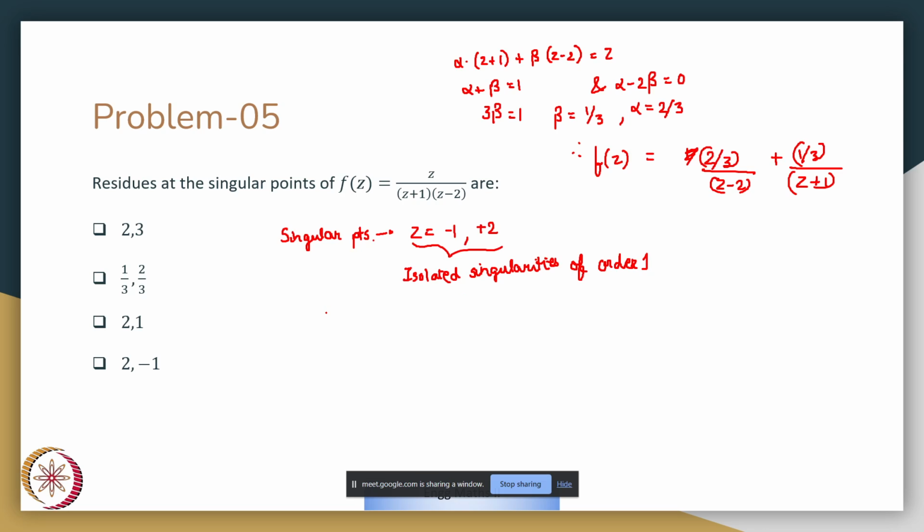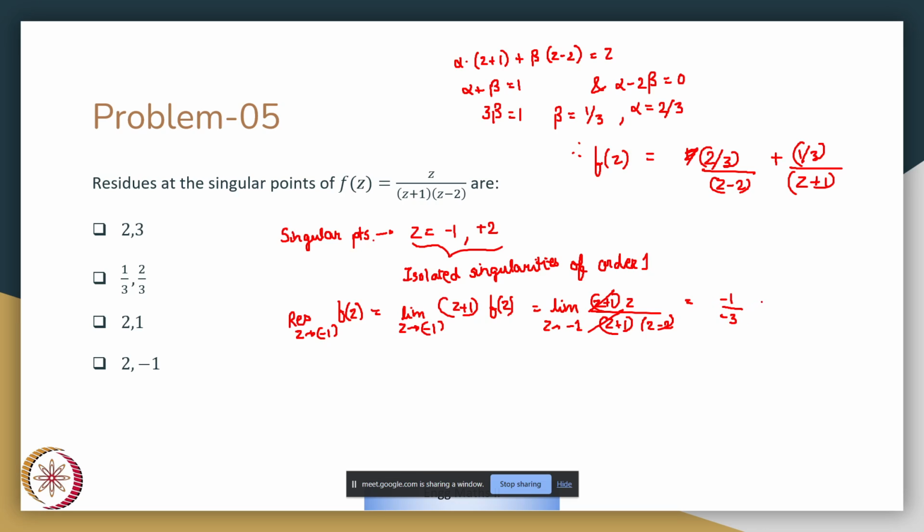Therefore, if you want to calculate the residue of f of z as z tends to minus 1, it will be nothing but limit z tends to minus 1, (z plus 1) into f of z, which is limit z tends to minus 1, (z plus 1) times z upon (z plus 1)(z minus 2), which is minus 1 upon minus 3, which is 1 by 3.